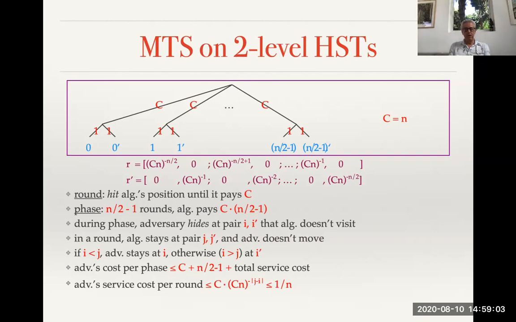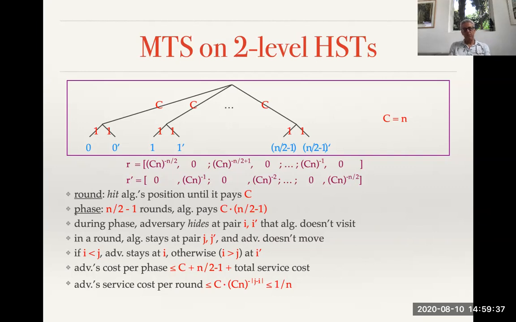Now, because a phase consists of n over 2 minus 1 rounds, and whenever the algorithm moves to a new branch, a round ends, there exists at least one branch that the algorithm never visits during the phase. So let's say the pair I prime is such a branch. This is where the adversary is going to hide for the duration of the phase.